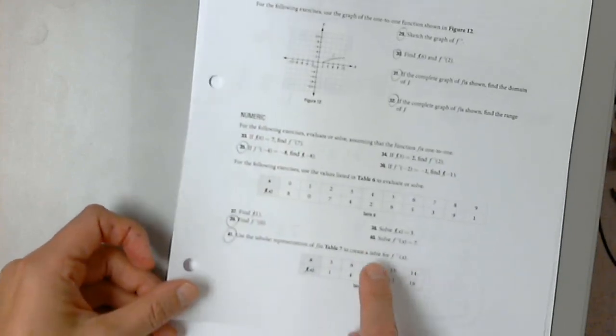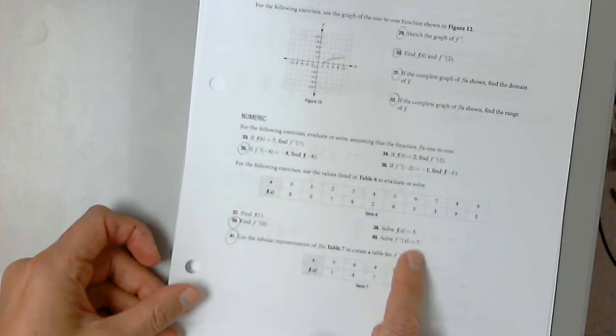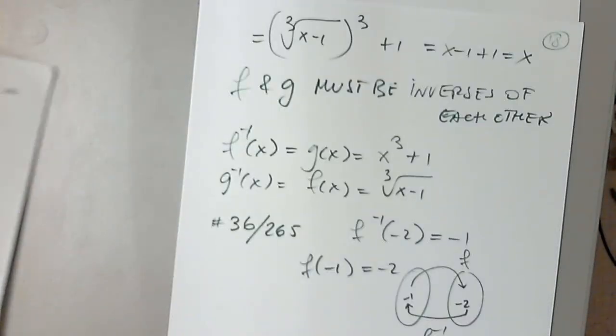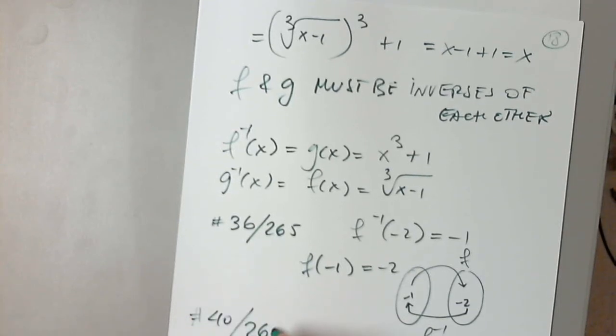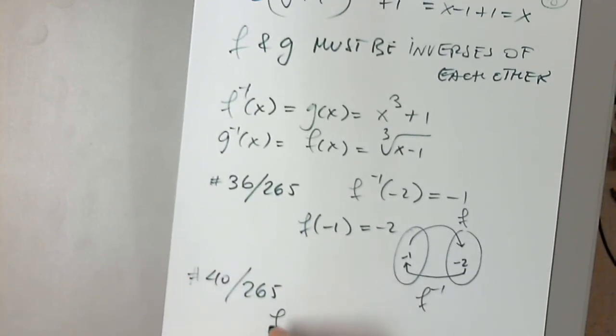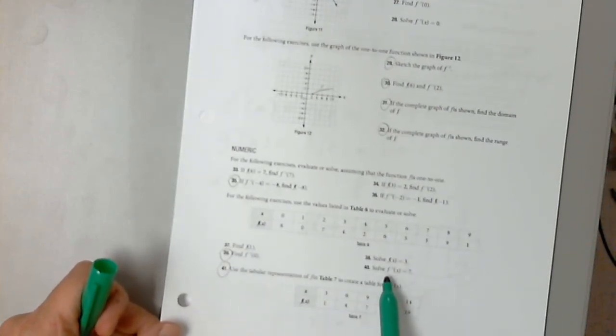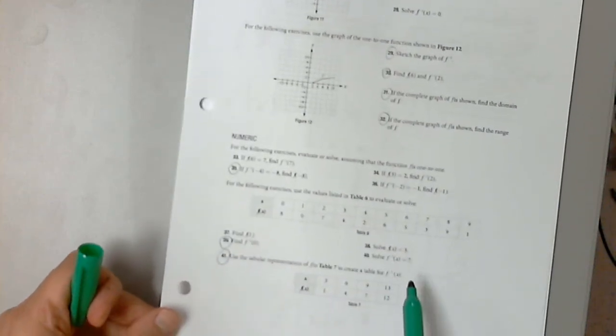Okay, so now let's take a look at this table. And I would like to solve this equation in 40. So this is 40 on page 265. And it says f inverse of x equals 7. For the following exercises, use the values listed in table 6 to evaluate or solve. So I'm assuming this is table 6. Yes, it is. So we're asked to find f inverse of x that is 7.